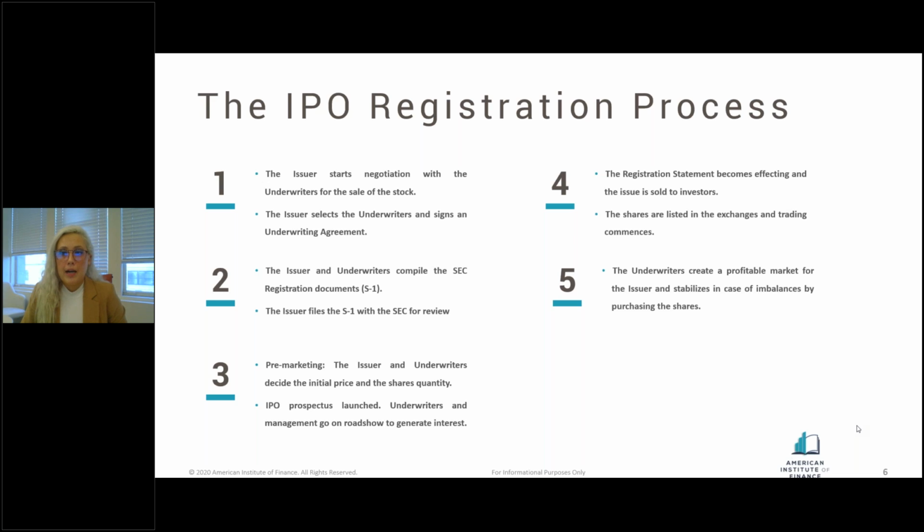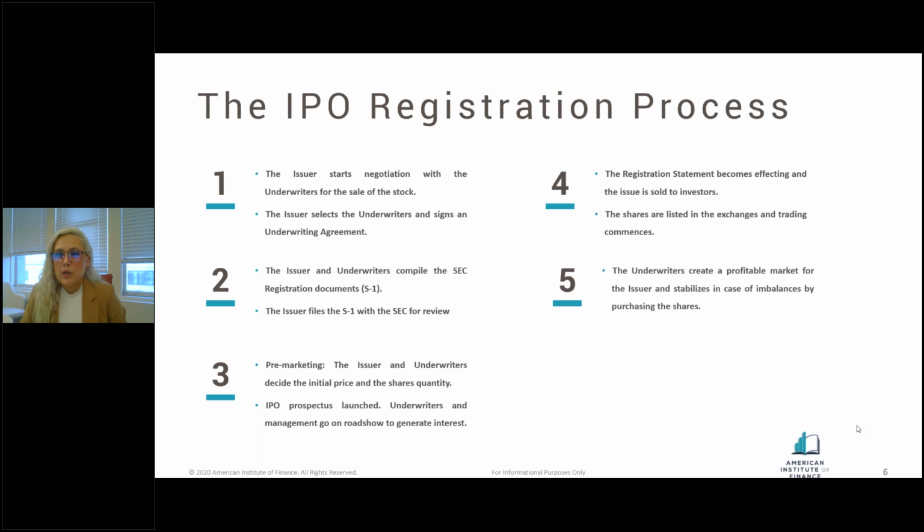Once the document is compiled, the issuer will file it with the SEC. Notice that here we say the issuer will file the S1 because the liability in issuing the S1 lies primarily with the issuer, more than the underwriters.